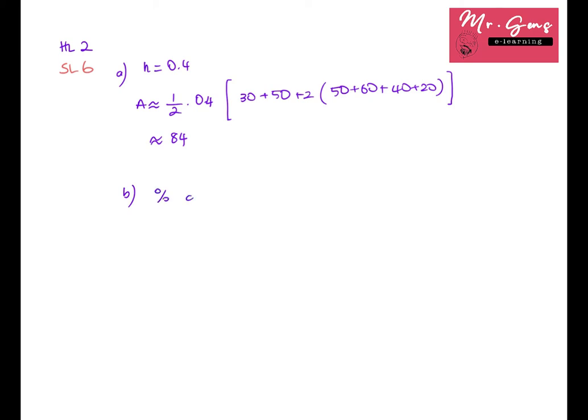In part B, we are given the actual area as 72 tons. So we need to find the percentage change. Estimated value minus the actual one divided by actual one times 100% will give us the percentage error. Your answer must be positive. Please pay attention on that.